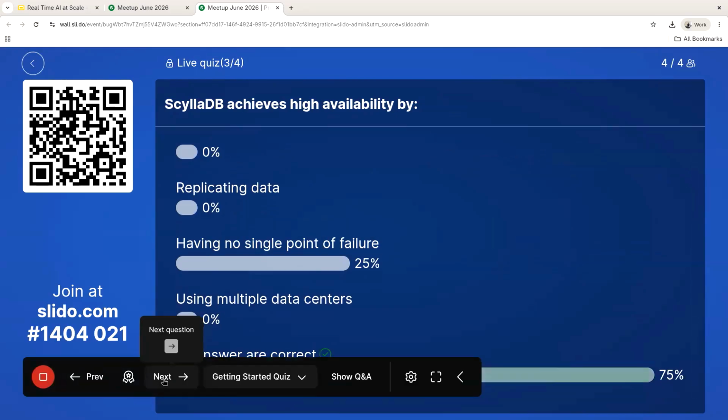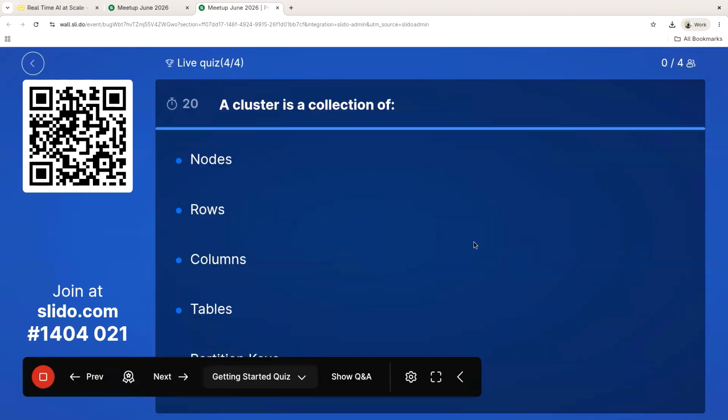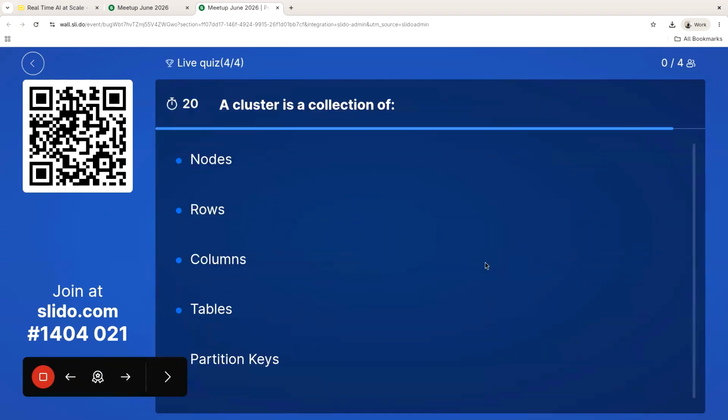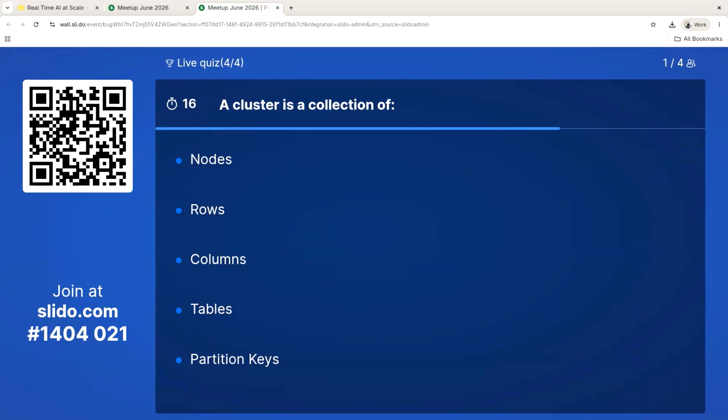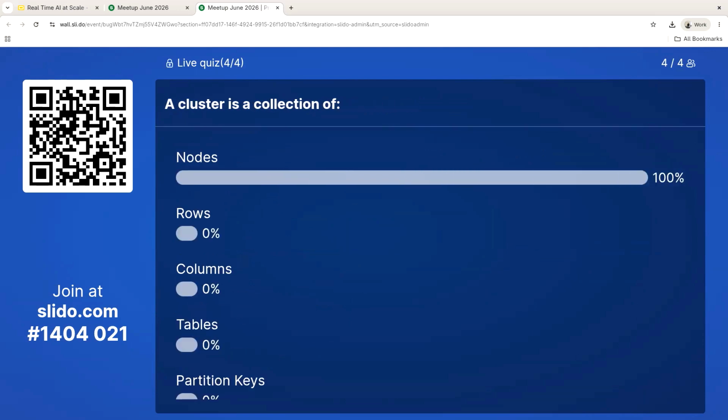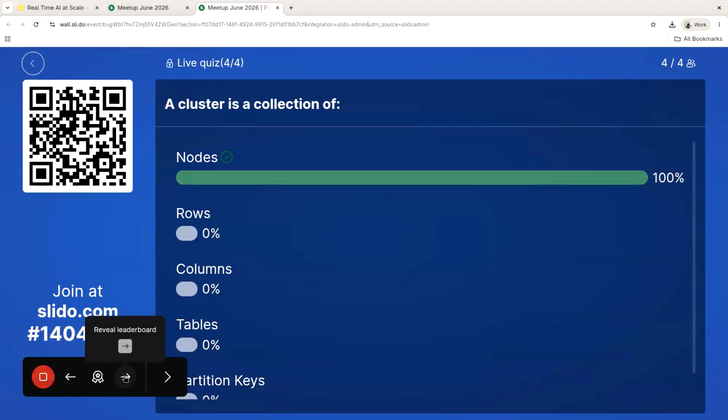And last question. A cluster is a collection of nodes, rows, columns, tables, or partition keys. What is a cluster? And this one is apparently easy. So all of you got it correct. It's a collection of nodes.